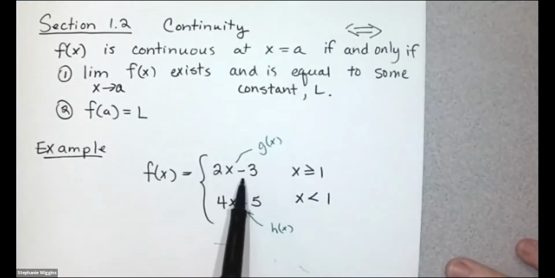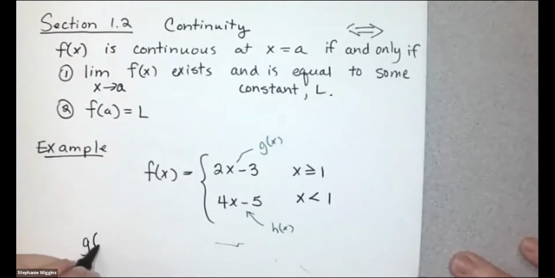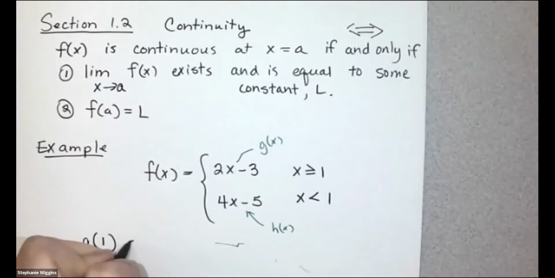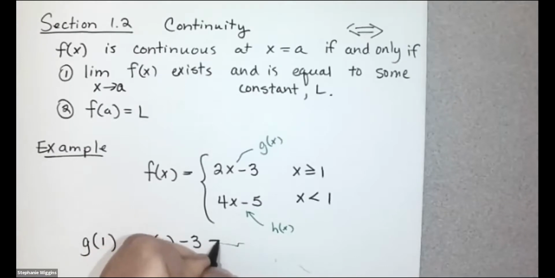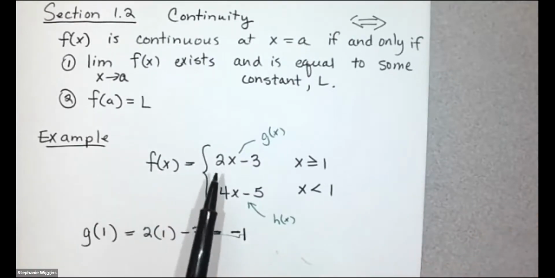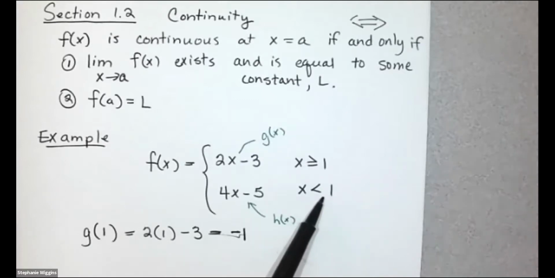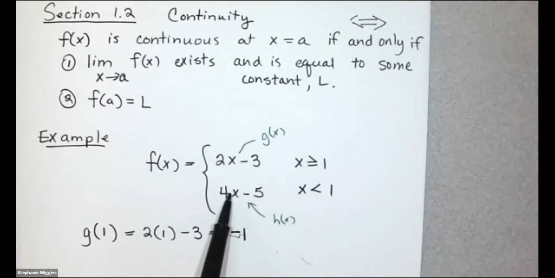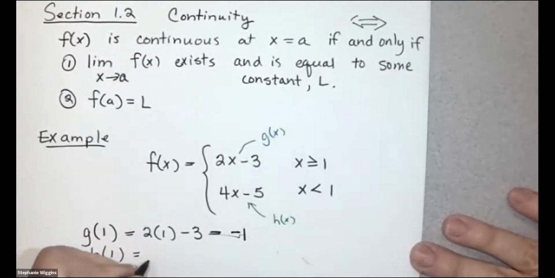Okay, so the top function, g of x, on the domain x greater than or equal to 1, I'm going to plug in 1. And so 2 times 1 minus 3 is equal to -1, right? Because I have 2 minus 3, that's -1. Now, notice that for this particular function h of x, the value of 1 is not included in the domain. However, I can plug 1 in just to see where it lines up. Even though h of 1 is undefined, I'm just going to plug in 1.